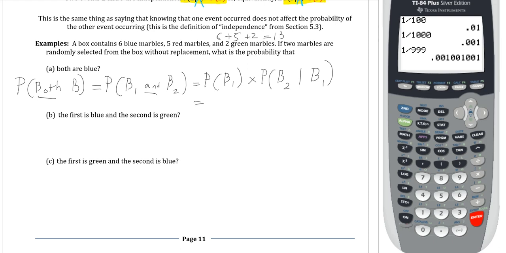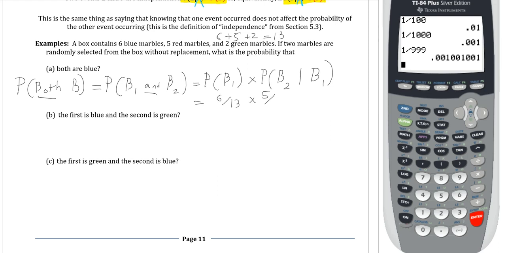So that means the first probability, we have 6 blue marbles out of 13, so simply 6 out of 13. That's pretty straightforward. But now we already selected a blue marble out of that bag. What that means then is that the second blue marble doesn't have as high of a chance, since there are no longer 6 blue marbles in that bag, there are only 5 blue marbles left over. 6 minus 1 equals 5.